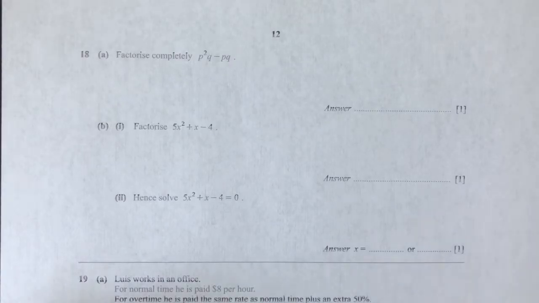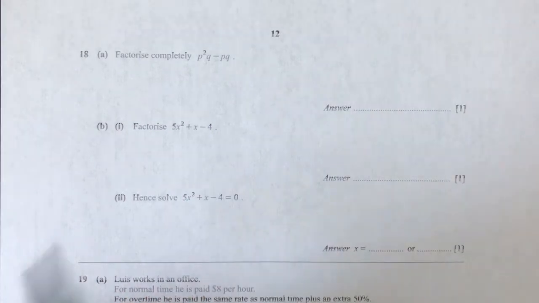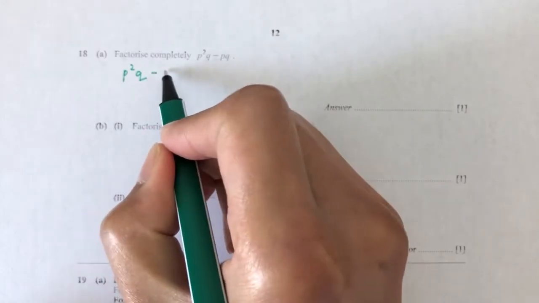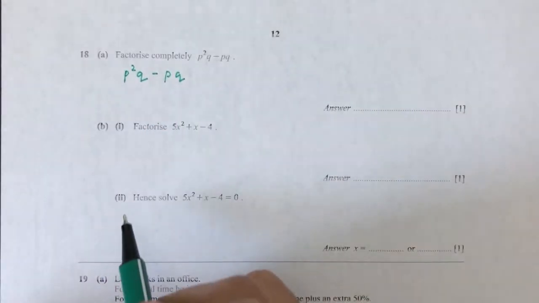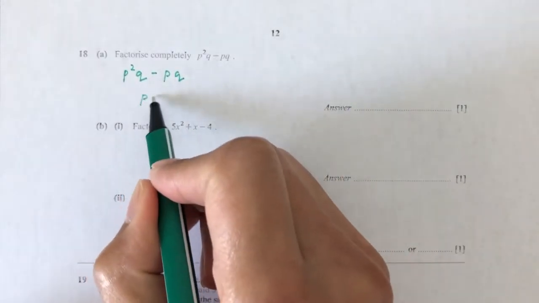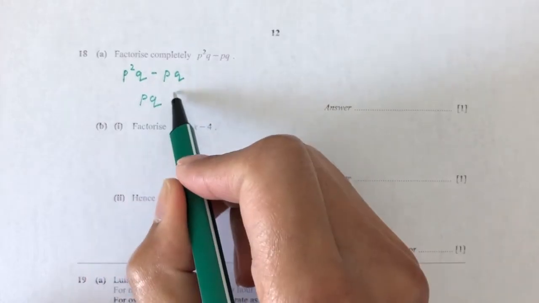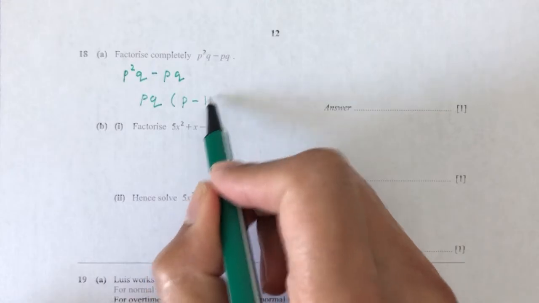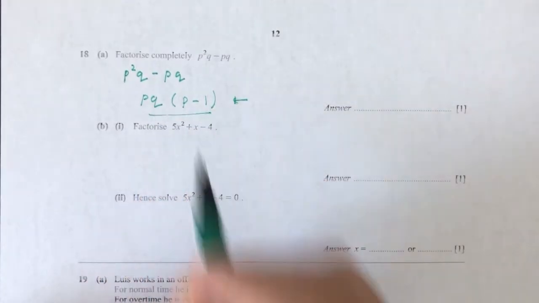Question number 18. Factorize completely this expression. So we have p squared q minus pq. So p and q are common in both, so we take those out. So what is remaining? p minus 1 is remaining. So that is the answer.